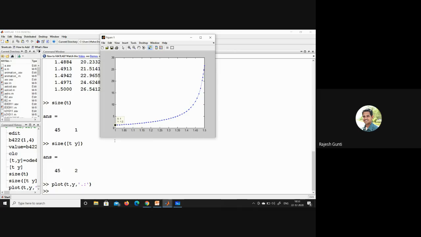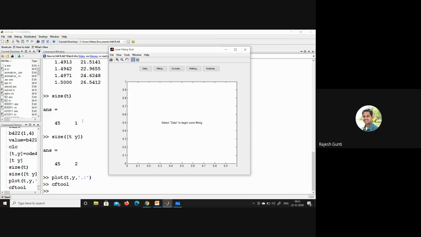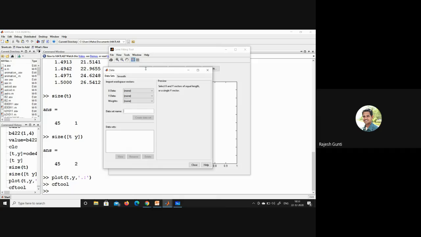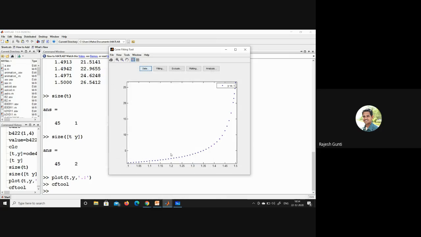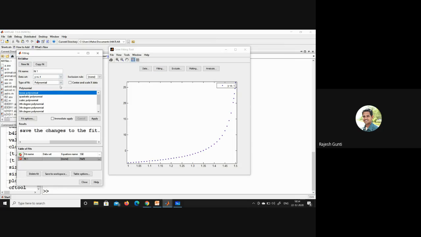If you want to know the analytical solution approximately, you take a toolbox, arithmetic toolbox, CF tool. We have a data. X values are x, t. Y values are intermediate values. Y values are x value. Create data set. Close. Okay. You fit the curve. You will get approximate fit. It's a polynomial. You take a quadratic polynomial. Check it. What will happen?